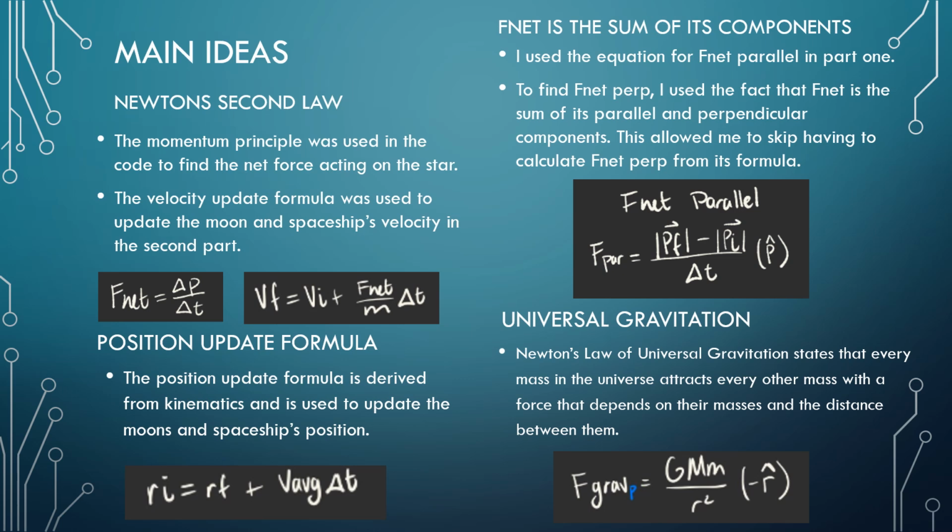I also used the concept that FNet is the sum of its components, so I didn't have to find FPerp. I just subtracted F parallel from FNet to find FPerp. And then we have universal gravitation. Newton's law of universal gravitation states that every mass in the universe attracts every other mass with a force that depends on their masses and the distance between them.